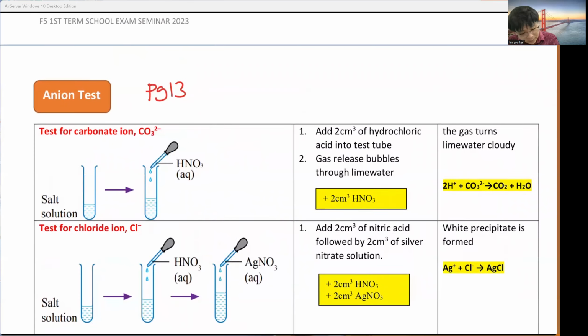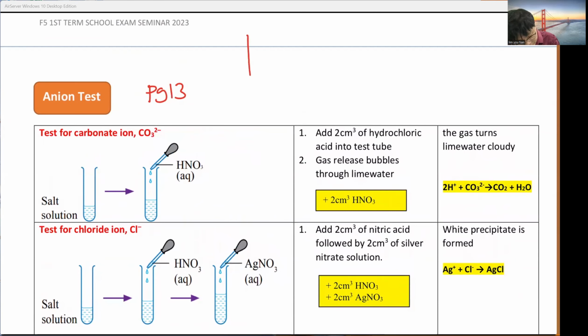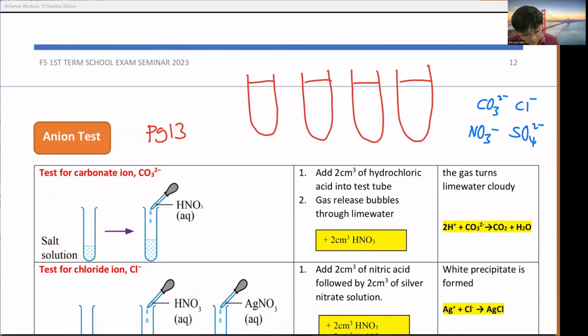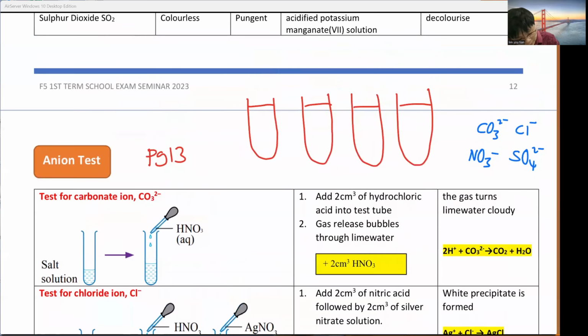Okay, let's say for example, I got 4 different test tubes for unknown. The potential ions inside are carbonate, chloride, sulfate, and nitrate. So the first step that I do is I will put the acid first. Let's say I put nitric acid.